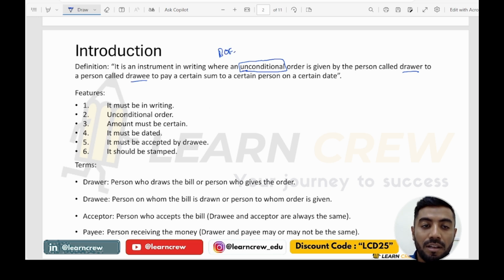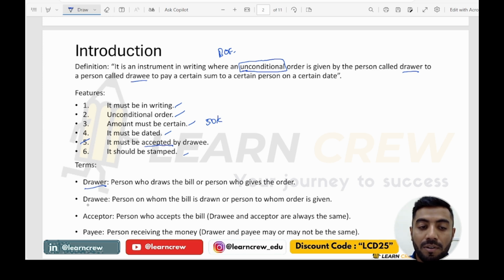What are the features? It must be in writing. It should have an unconditional order. The amount must be certain. It must be dated. Whatever the amount is has to be mentioned, say for example 50K. It must be accepted by the drawee. This is also important. If it is not accepted, then it is not valid.